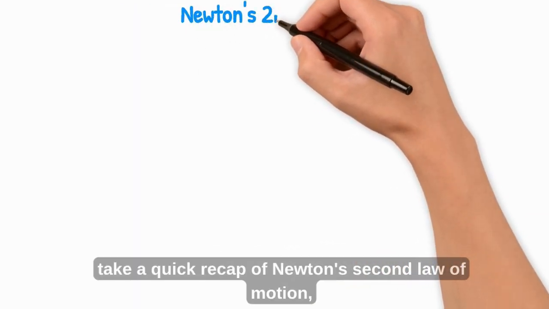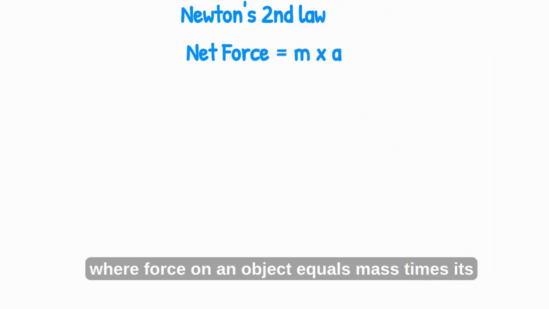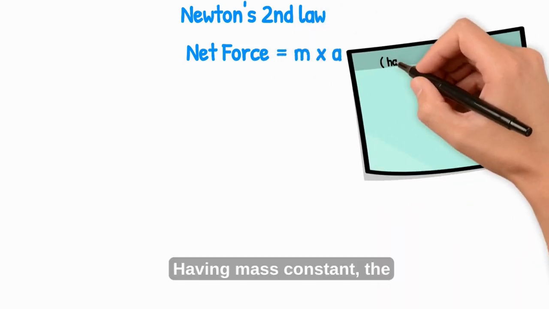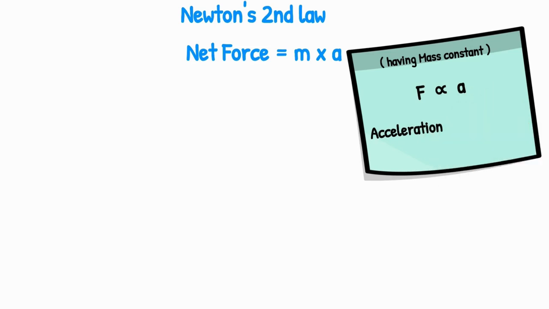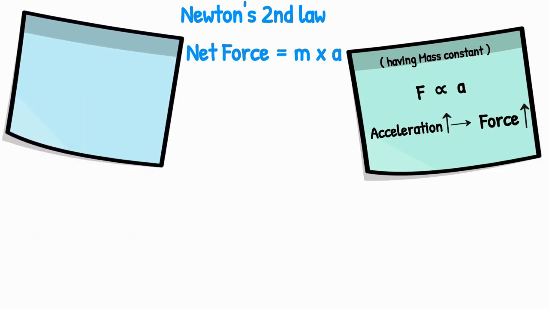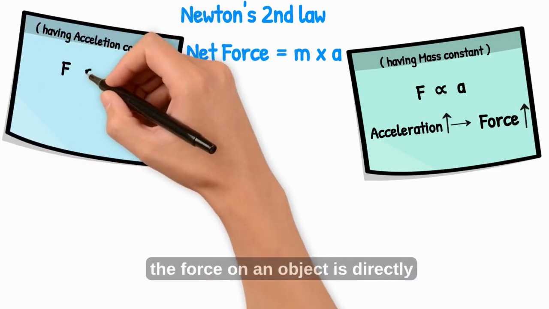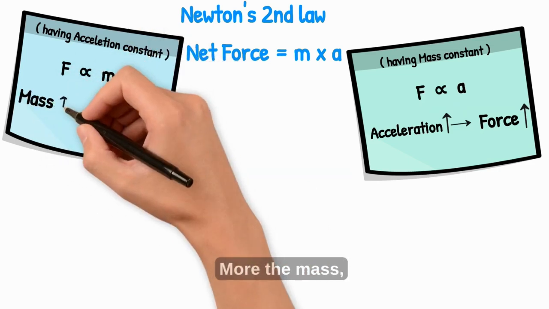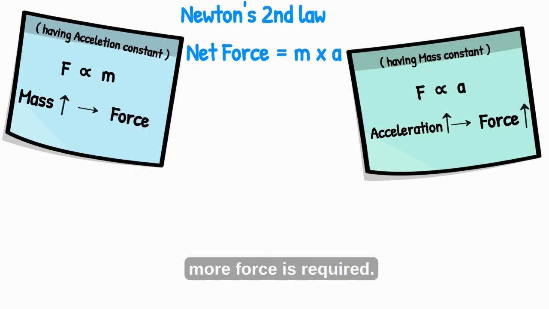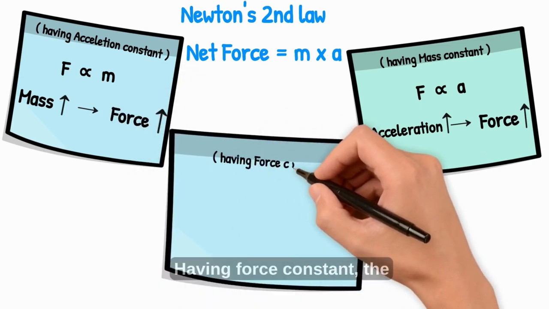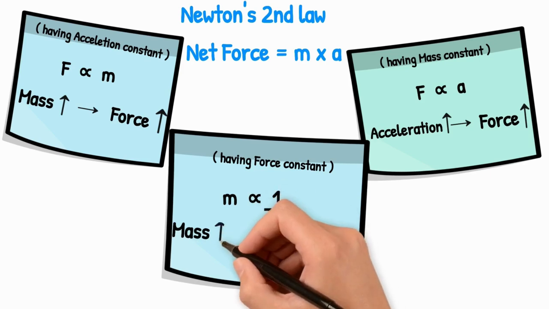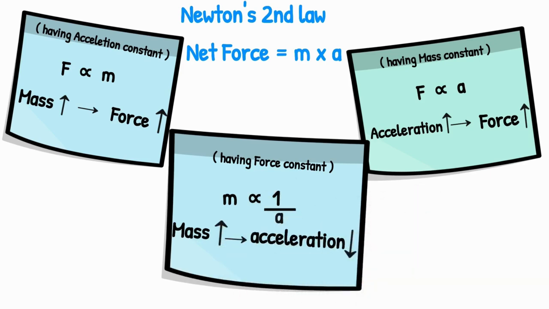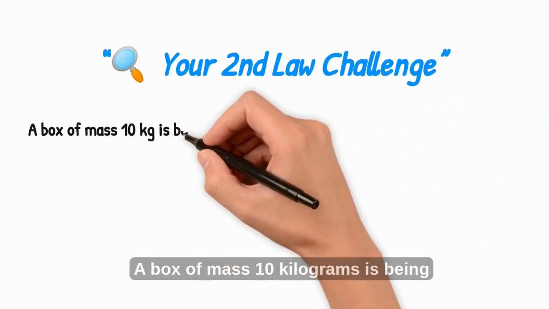Let's take a quick recap of Newton's second law of motion, where force on an object equals mass times its acceleration. Having mass constant, the force on an object is directly proportional to the object's acceleration. More the acceleration, more force is required. Having acceleration constant, the force on an object is directly proportional to the object's mass. More the mass, more force is required. Having force constant, the mass of an object is inversely proportional to the object's acceleration. More the mass, lesser is the acceleration.